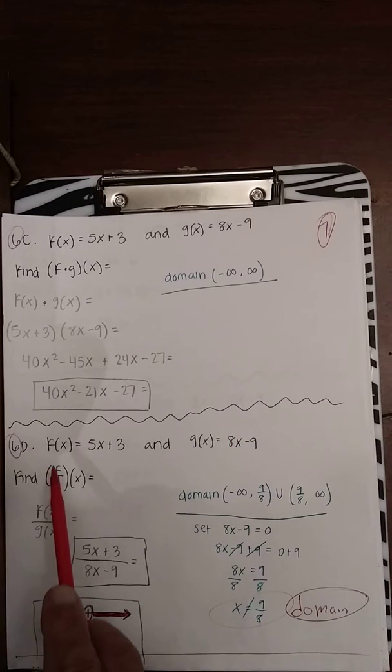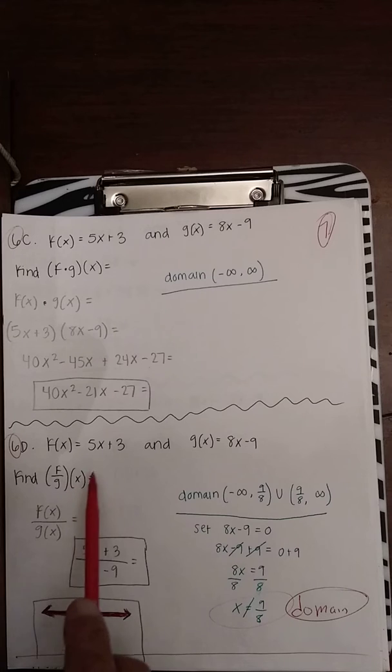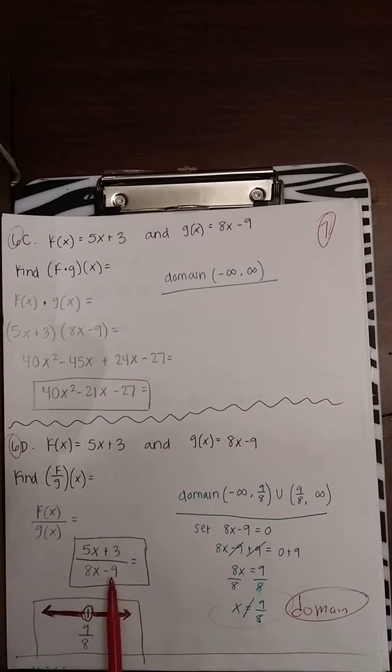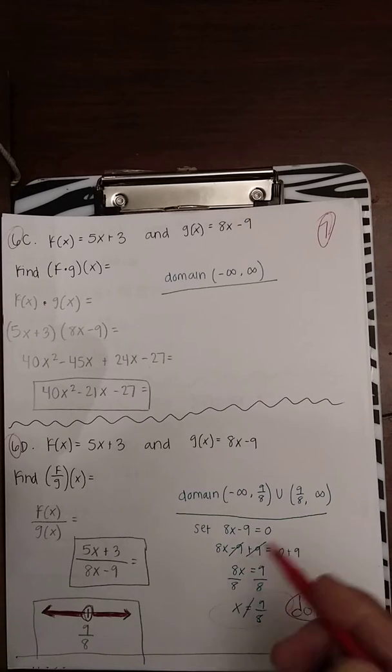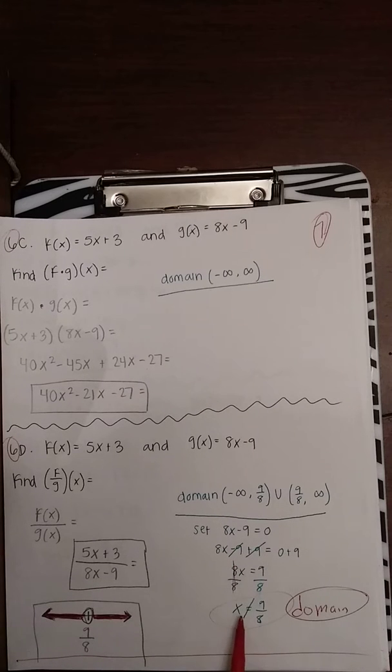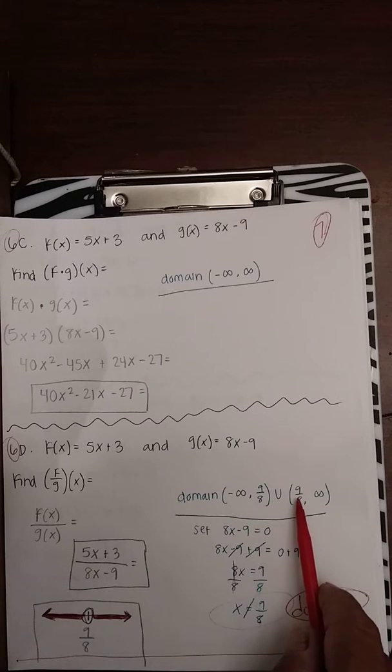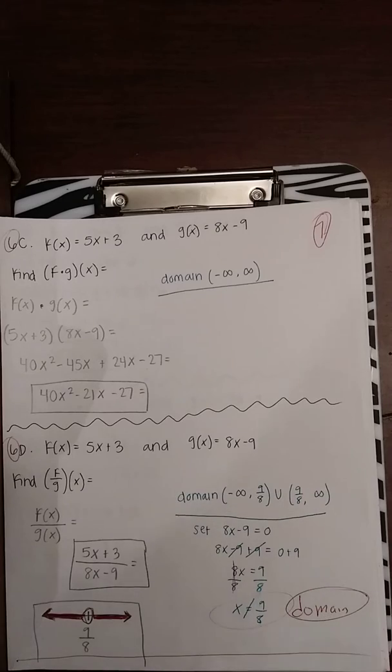Last one. f over g of x. So we have f of x, 5x plus 3, over 8x minus 9. But this will be undefined if the bottom, the denominator, is 0. So let's set it equal to 0. 8x minus 9 equals 0. Add 9 to both sides. Now divide both sides by 8. So x equals 9 over 8. We don't use 9 over 8. So the domain is negative infinity to 9 over 8, union 9 over 8 to infinity. That's the domain.